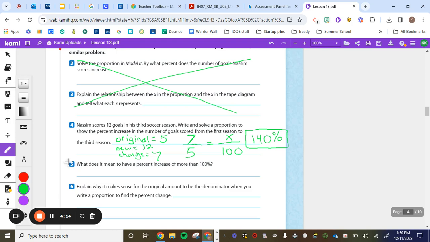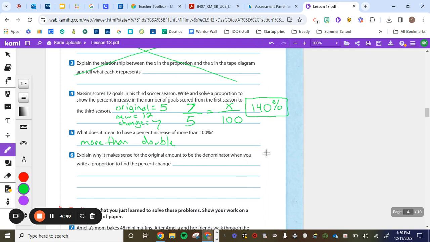So question 5 says, what does it mean to have a percent increase of more than 100? That was just what we just said, that it would more than double. So in this case, 10 would be doubled. So 12 was our new number, which was more than 10.